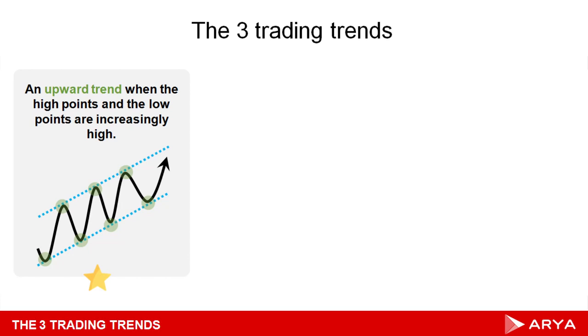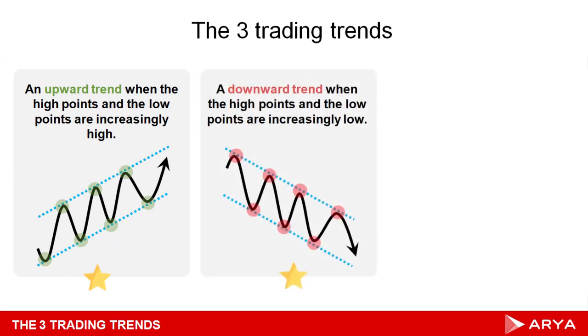Then there is the second trend, which is the downward trend, which is characterized this time by low points and high points which are increasingly low. You can see on the diagram that the peaks and troughs in red are lower than the previous peaks and troughs. In this case, unlike what we saw a moment ago, you should sell the asset because the market demand is therefore stronger for a sale, or less strong than when buying.